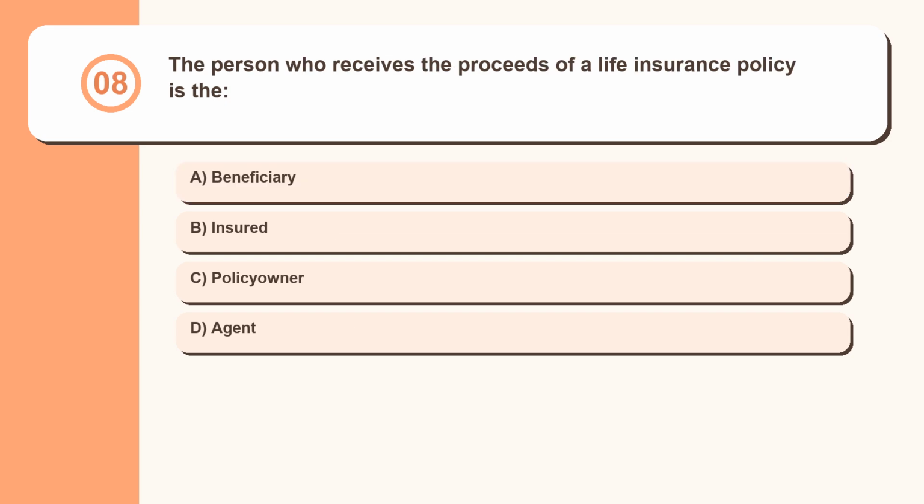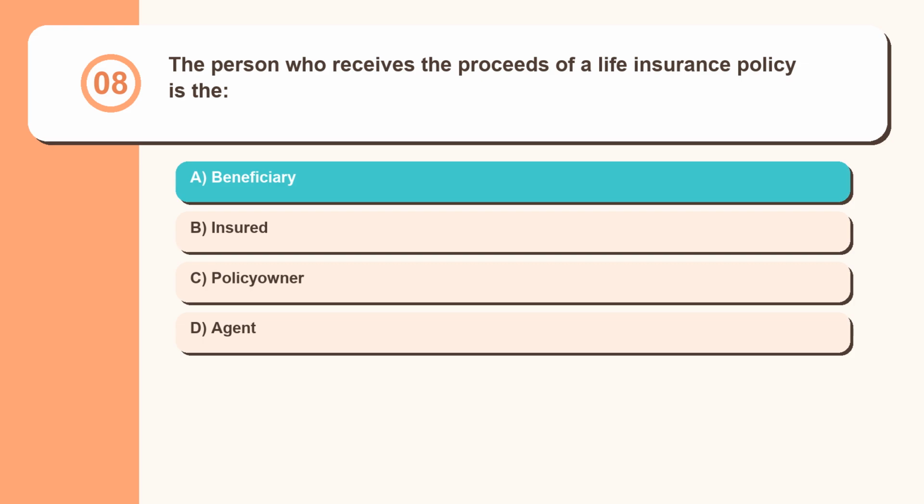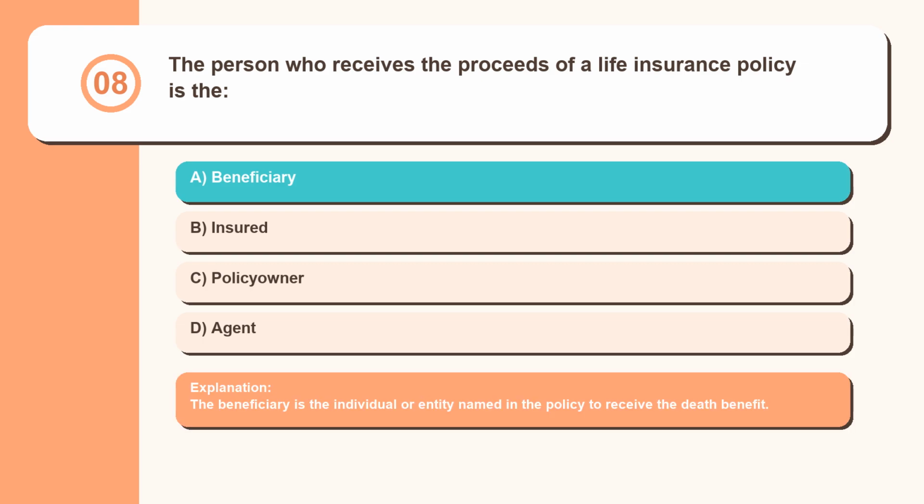Question 8. The person who receives the proceeds of a life insurance policy is the beneficiary, insured, policy owner, agent. The beneficiary is the individual or entity named in the policy to receive the death benefit.